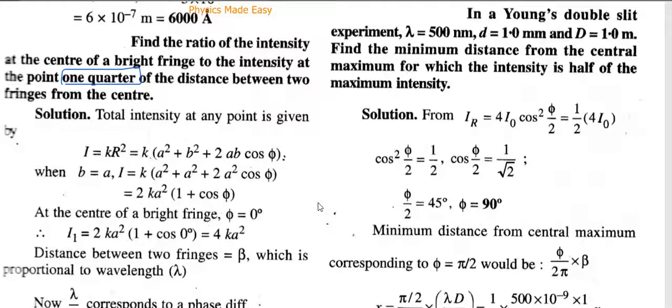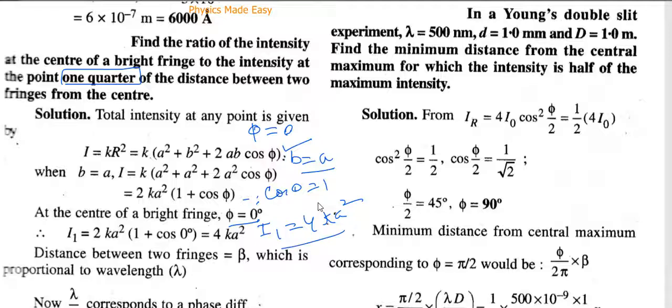We are well familiar with the formula. This is the basic formula for intensity. I will be putting phi is equal to 0. And as the sources are coherent sources, for sustained interference, B should be equal to A. And this becomes the formula. Phi will be 0 and I1 will come out to be 4Ka square. Everyone knows that cos 0 is 1. So we will get this result.